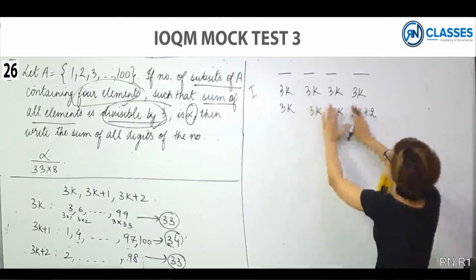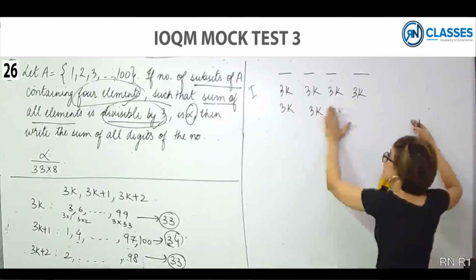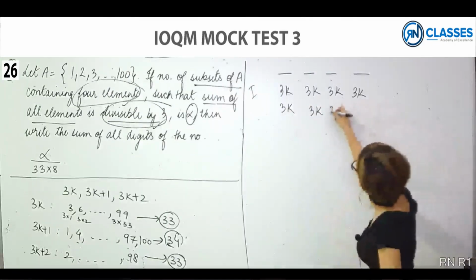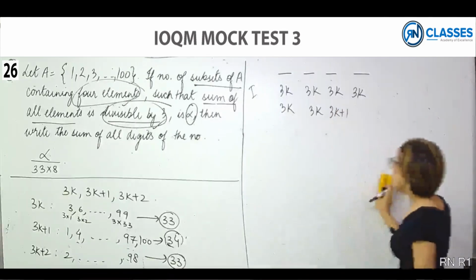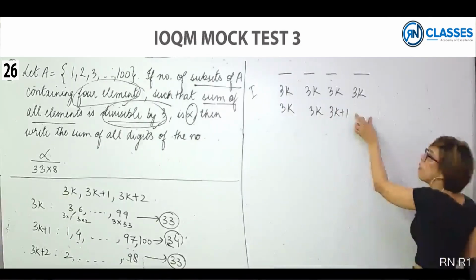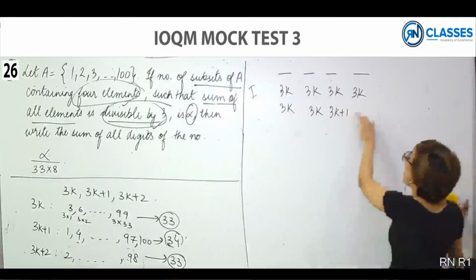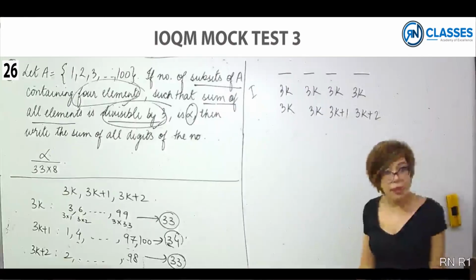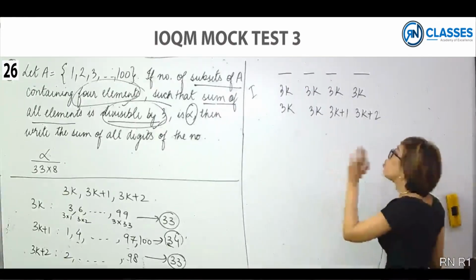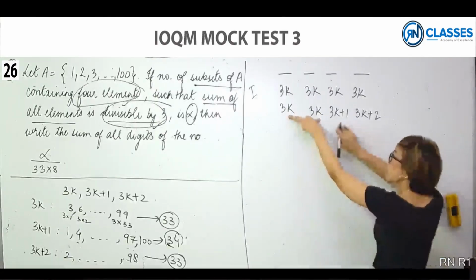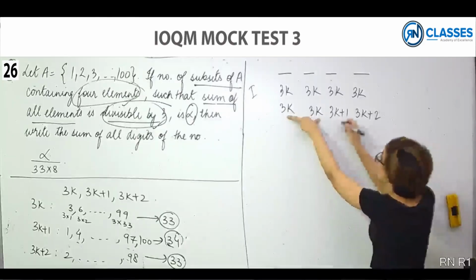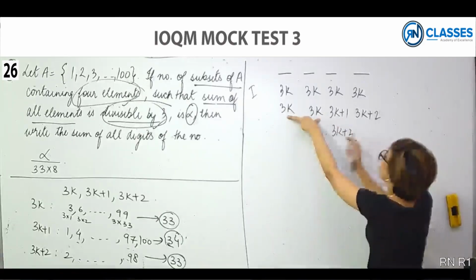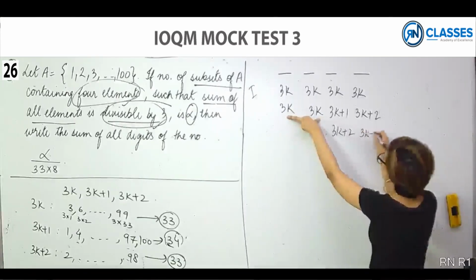That means this I have exhausted, now I need to change this one. So instead of 3k, I can have 3k plus 1. Right? Obviously, I will not put 3k over here, because that does not make sense. I can put 3k plus 2. Right? Another case. So I have exhausted all those possibilities where 3k is there and here 3k plus 1 is there. Now, you can say, ma'am, you can put 3k plus 2 over here. And then corresponding to this, you can have 3k plus 1.